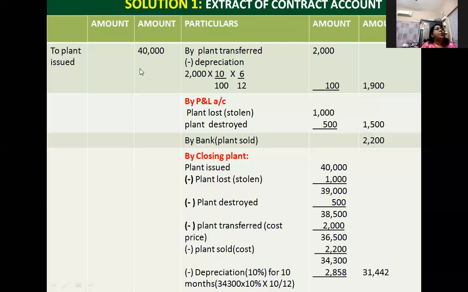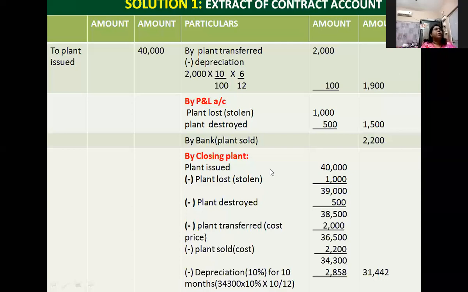So this is the way we have to work out the information pertaining to the plant in the contract account. Debit the value of the plant we received during the time of the contract. Then consider the information given in the problem. Is there any plant lost due to fire or stolen, or any plant transferred to another contract account? Consider the dates, which is very important, because we need to apply how many months we made use. In this problem, we made use of the transferred plant only for 6 months. So out of 2,000, for 6 months, depreciation is 100, giving the written down value of the plant transferred to another contract.